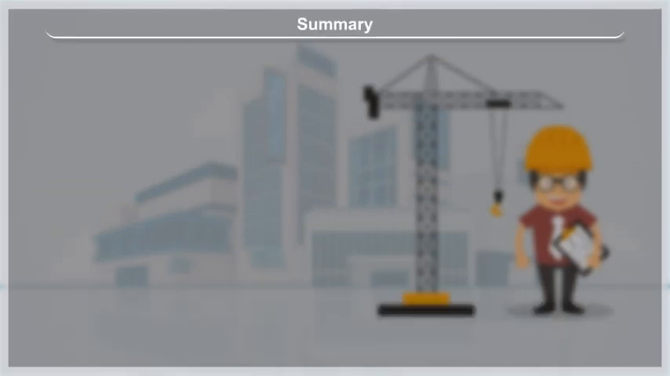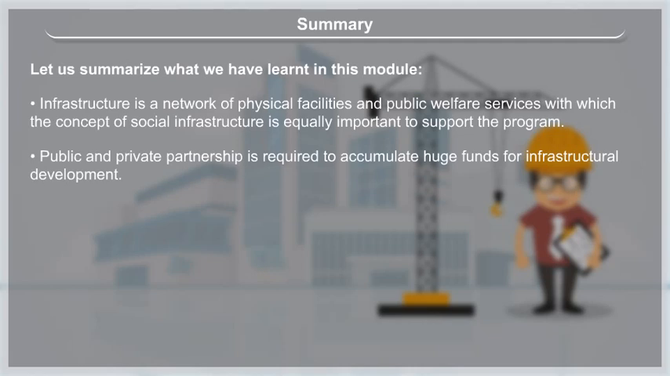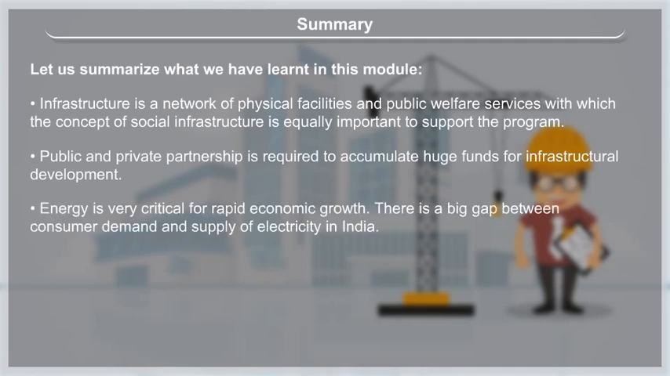Summary. Let us summarize what we have learned in this module. Infrastructure is a network of physical facilities and public welfare services, with which the concept of social infrastructure is equally important to support the program. Public and private partnership is required to accumulate huge funds for infrastructural development. Energy is very critical for rapid economic growth. There is a big gap between consumer demand and supply of electricity in India.